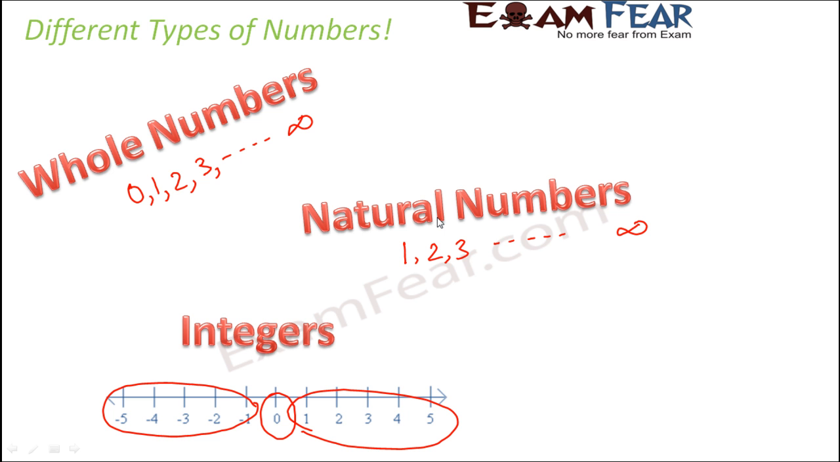And why do we have so many types of numbers? Because to describe different things, we need different types of numbers. Now we introduced integers because we also needed negative numbers.